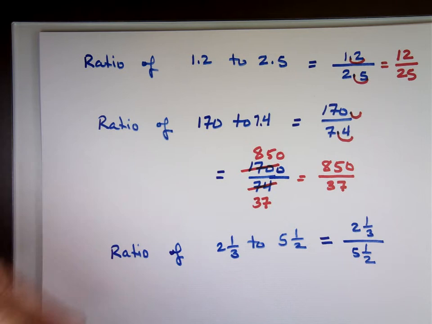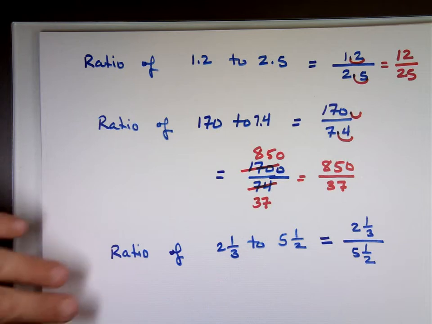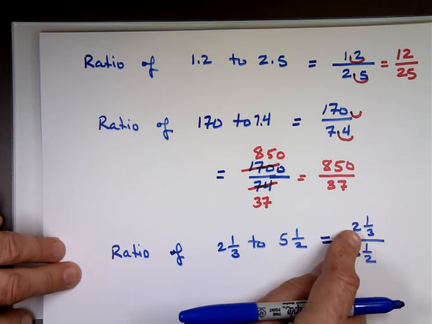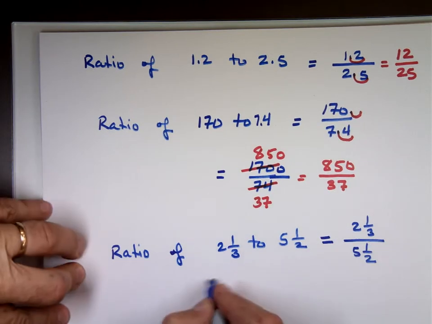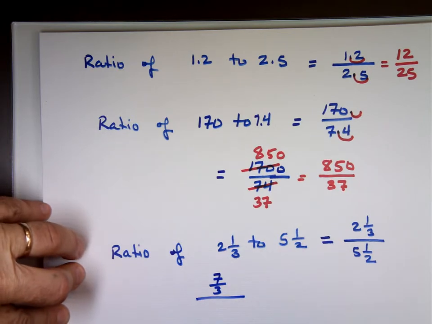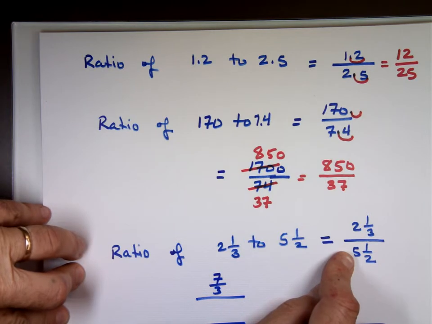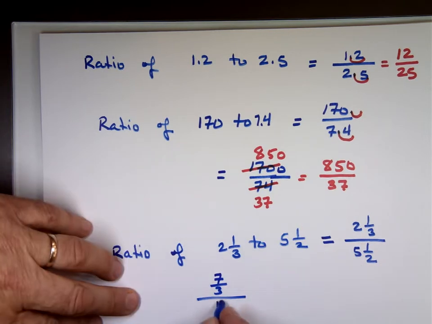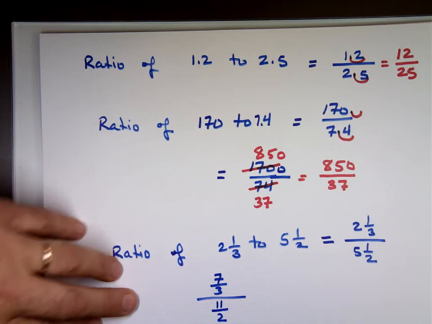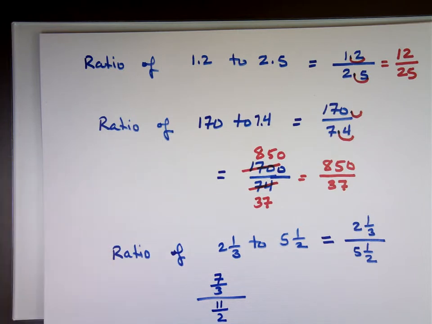And how do you simplify? You can't leave it as a fraction. You can't leave it as a decimal. It has to be a whole number. 2 times 3, 3 times 2 and 1, that's 7 over 3. 2 times 5, 10 and 1, that's 11 over 2. That's still not good, because you want the numbers to be whole numbers. These are fractions, not whole numbers.